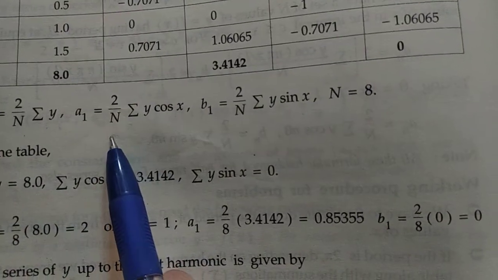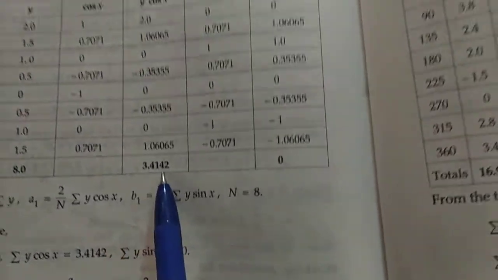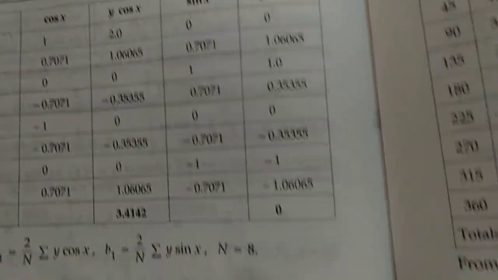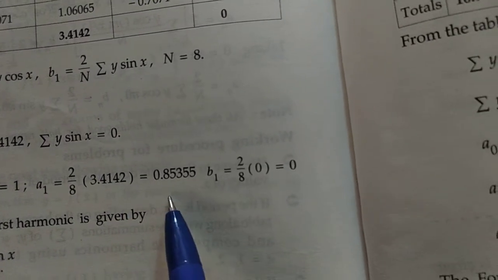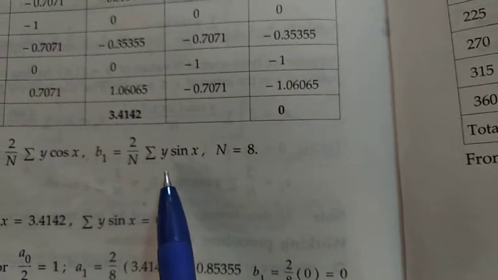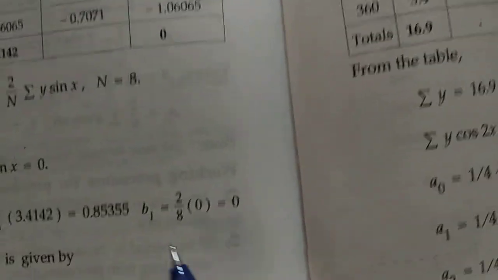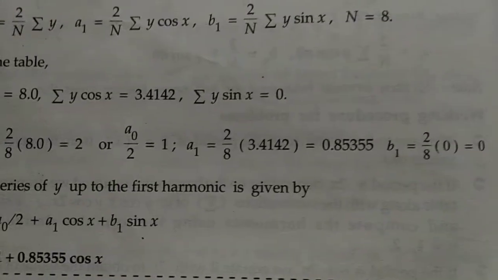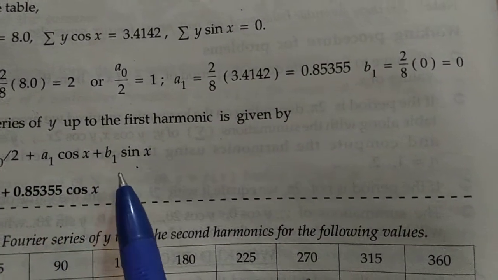Similarly, a1 is equal to what? a1 is equal to 2 by n, 2 by n means 2 by 8, into summation of y cos x. What is the answer for summation of y cos x? That is 3.4142. Simplifying this, we get 0.85355. Similarly, what is the formula for b1? 2 by n, which is 2 by 8, and summation of y sin x. What is the summation of y sin x? That answer is 0, so b1 is equal to 0. So in the Fourier series, y is equal to a naught by 2 plus a1 cos x plus b1 sin x.